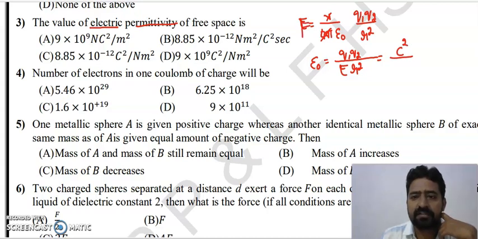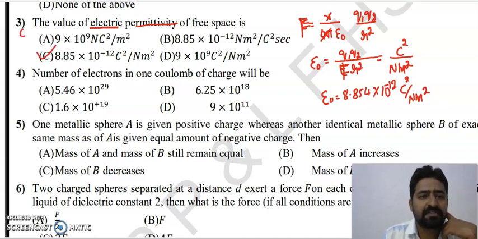electrostatic force. This is electrostatic force, and its unit is Newton. This one is meter square. So which is the right answer? The value of epsilon naught is 8.854 into 10 to the power of minus 12 Coulomb square per Newton meter square. So which option is right? Option C is the right answer for the third question.